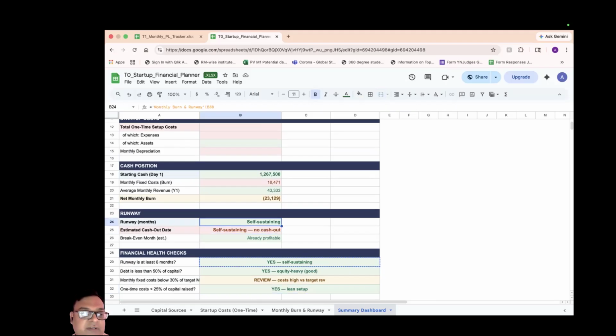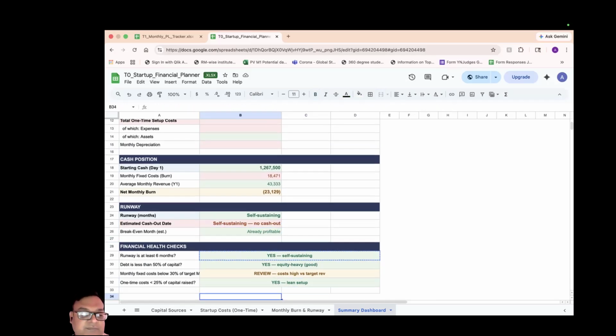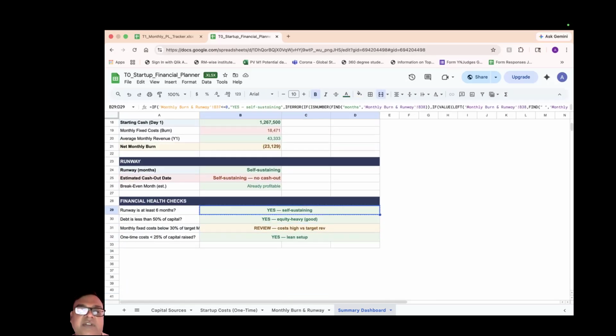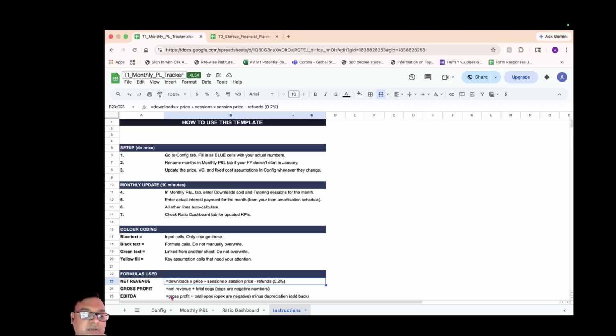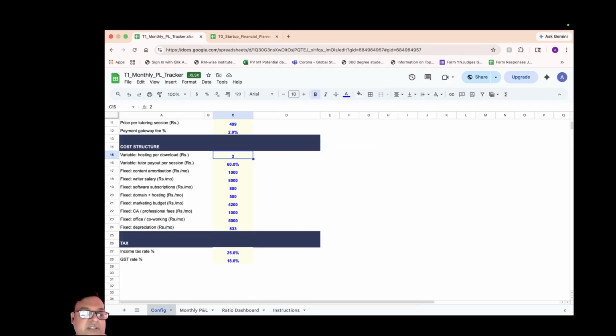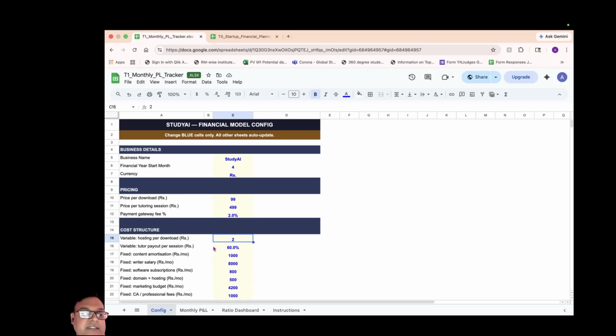Then comes the runway. Okay, some questions. Self-sustaining, no cash burnout, already profitable. And these are the 4 questions. For most, it is good. We're done with this template. Let's move on to creating this P&L statement.